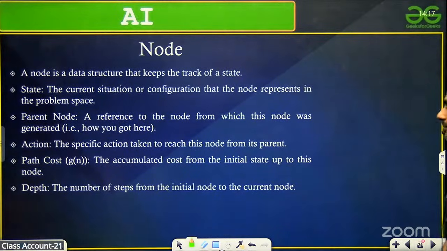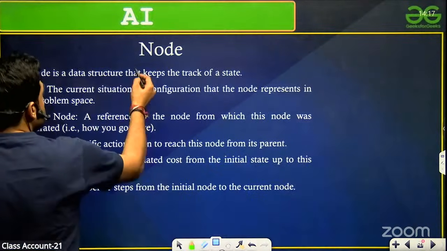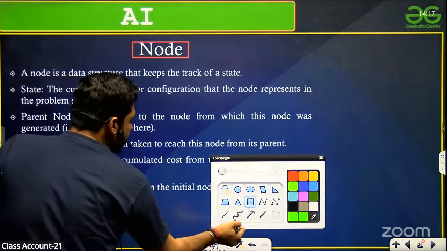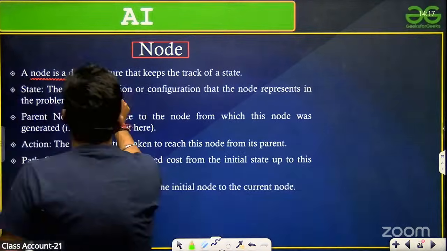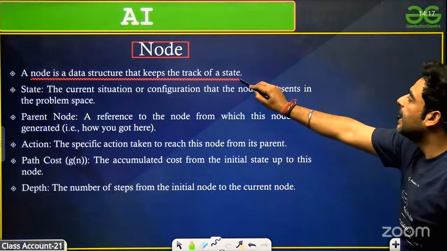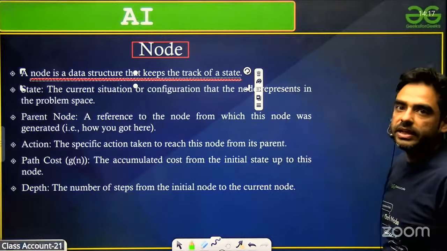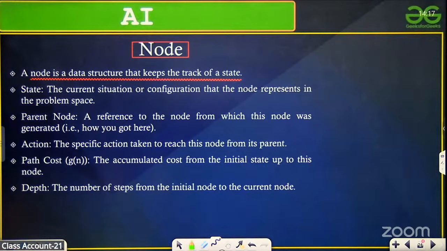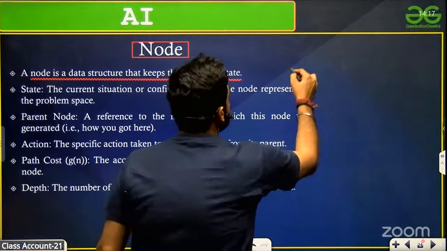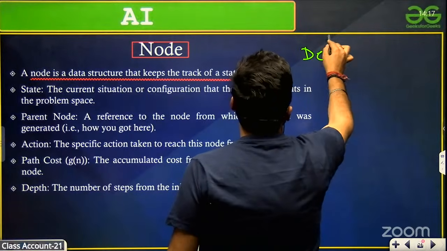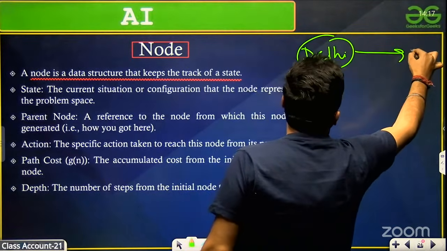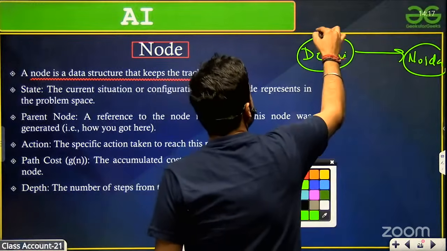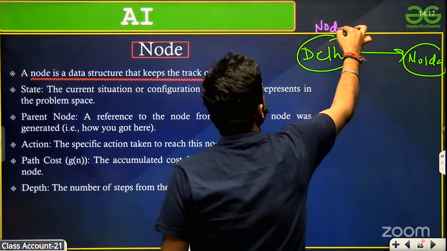Then the next term is node. So what is a node? It is a data structure that keeps the track of a state. For example, I am presently in Delhi and I want to travel to Noida. So Delhi can be treated as a node. This is node 1.